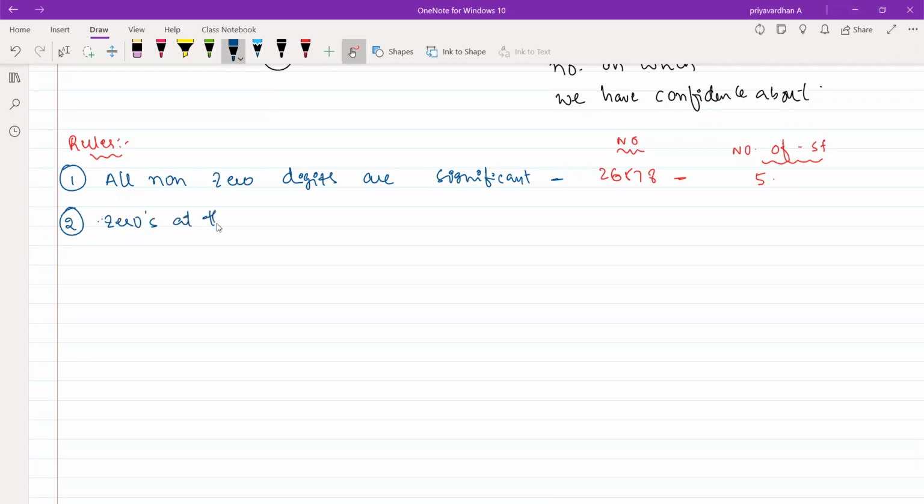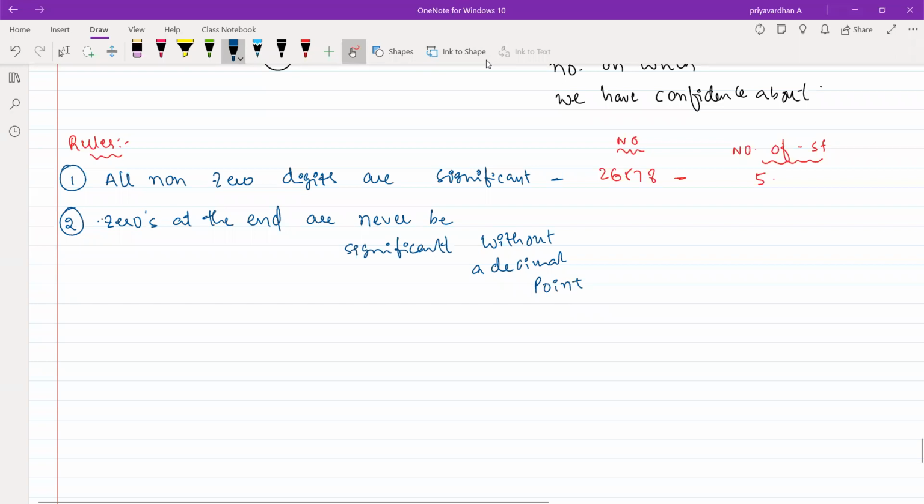Zeros at the end are never significant without a decimal point. So I'll take it as 3600. So how many significant figures are there? Zeros at the end are never significant without a decimal point. No decimal point is there. So you can clearly say that there are only 2 significant figures.